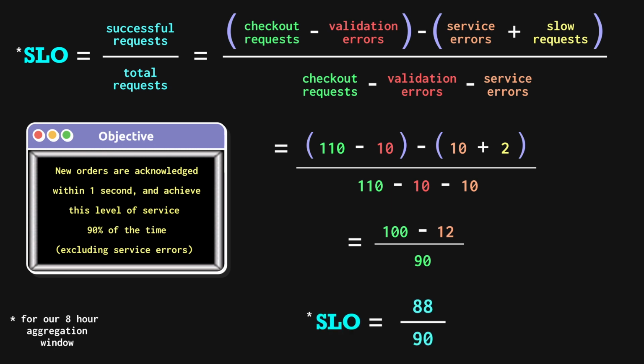This leaves us with 88 successful responses that are returned within 1 second. However, this time we only have a total of 90 requests that we consider under measurement. This means we achieved an outcome of 97%, exceeding our goal of 90%. What a difference! Now we defined a strict latency-based SLI, and we would report a success within this aggregation window.